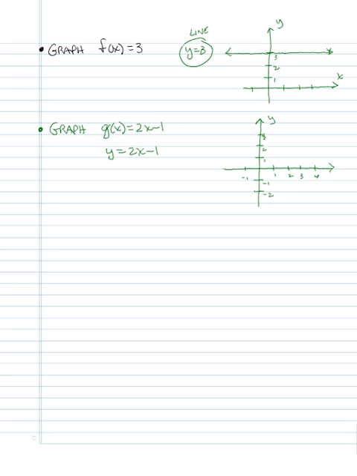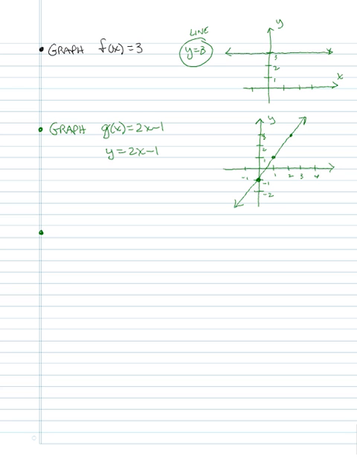Okay, and so I just plot some points. And I'm going to do this in my head. I'm going to let x be 0, and y is -1, so that's this point. And I'm going to let x be 1, and so y would be 2 minus 1, which would be 1, and so that's this point. And if I let x be 2, I get 4 minus 1, or 3 for y, and that's this point. And so we would have a line that went like this, wouldn't we? Okay, no big deal.